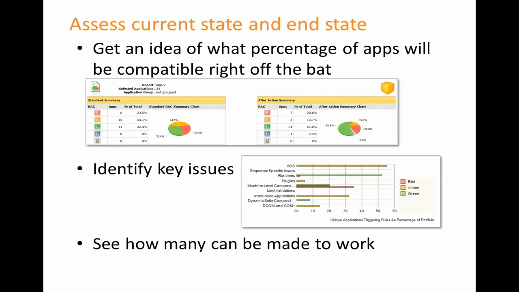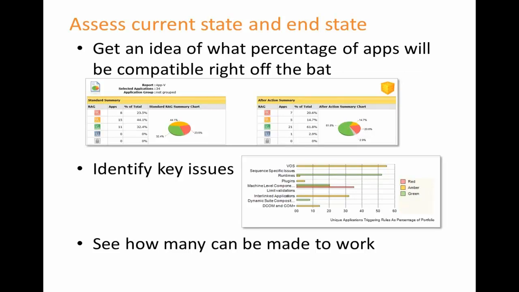And then a small percentage that are red, and that means they probably need some serious tweaking, or they may not be compatible at all. So we're showing you the standard summary as well as the after summary to the right, and that means this is how far you can get. So you can make about 61 or 62% of your applications green by using some of the suggested remediation steps that Aptitude will offer. Another good way, and this is again just the first step that you're taking to assess whether you want to adopt AppV, is to identify the key issues.